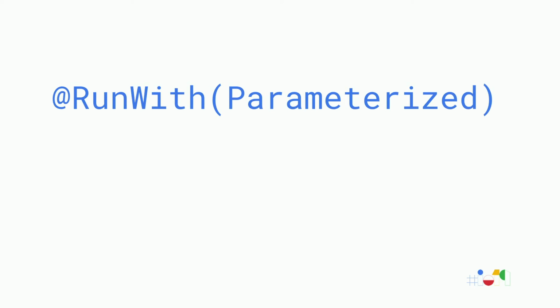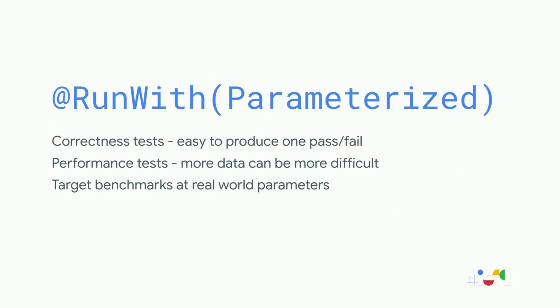Another thing to consider is potentially avoid over-parameterizing. So correctness tests, it's really easy to say sweep over 5 different variables, recognize that, okay, over all 4,000 of these tests, none of them failed. Great, you get a pass. That is a much harder task for benchmarking because we're getting something that isn't a simple pass-fail. More data can be more difficult to deal with. We recommend to start targeting benchmarks at real-world parameters instead of maybe going as enthusiastically towards parameterization as you might during a unit test.